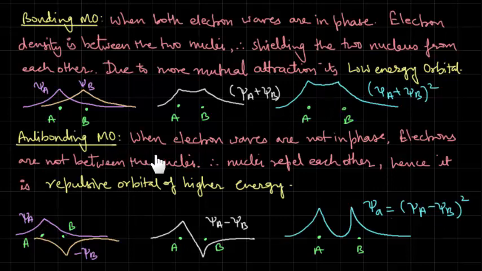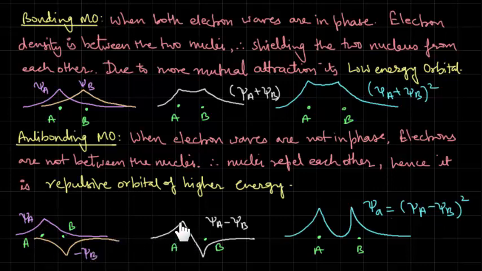Anti-bonding molecular orbital: when the orbitals are not in phase, electrons are not between the nuclei, therefore the nuclei repel each other. Hence it is a repulsive orbital of higher energy. So this is ψA and we have to subtract it, so let's draw ψB like this. So this is minus ψB.